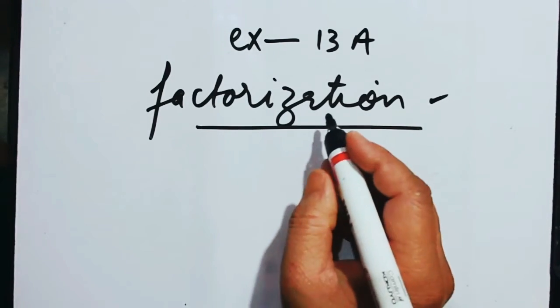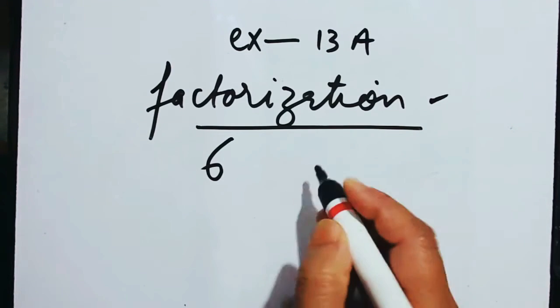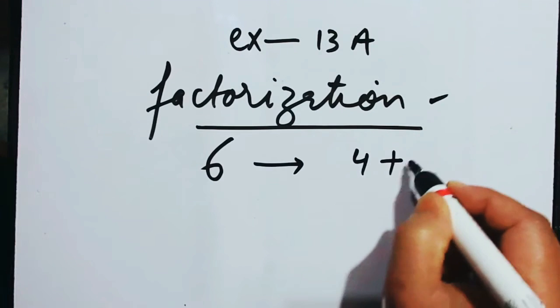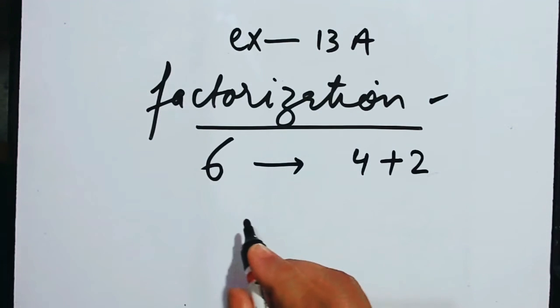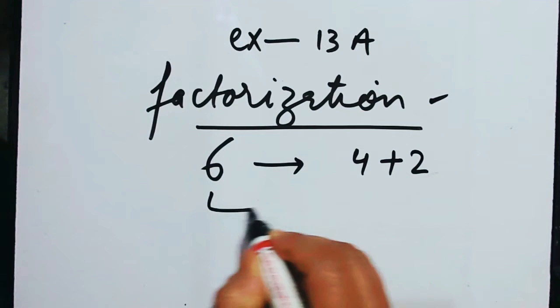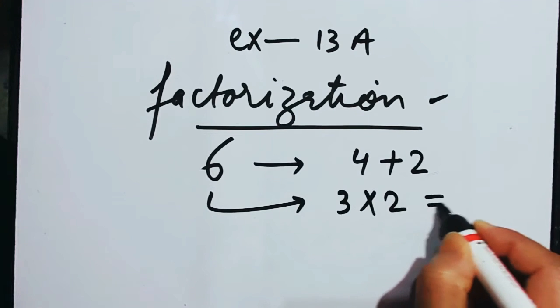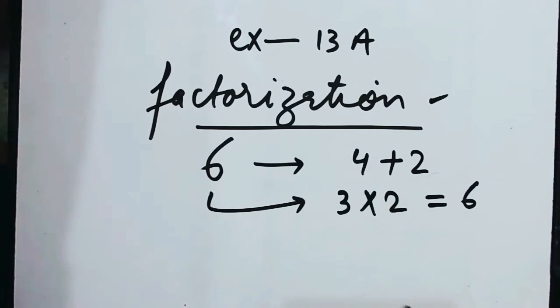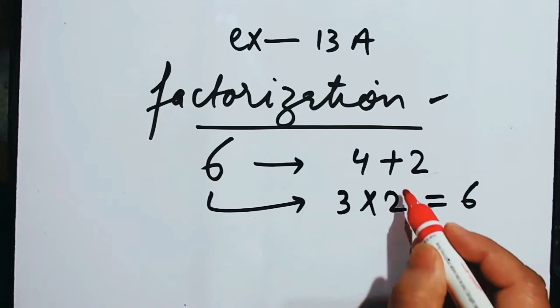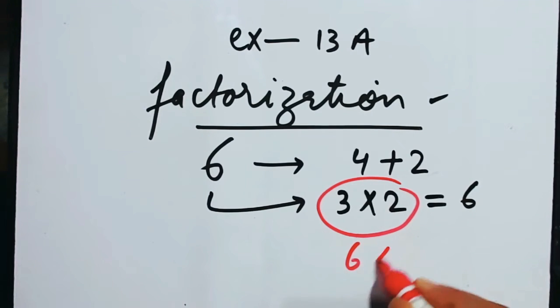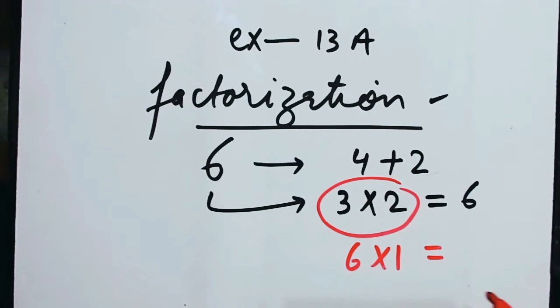For example, we have a number 6. We can split this as 4 plus 2, isn't it? Now, we can also split this in the form of multiples like 3 into 2 is equal to 6. So, we say that we have broken 6 into its factors. Now, 6 can also be broken as 6 into 1. This means the two factors of 6 are 6 itself and 1, isn't it?